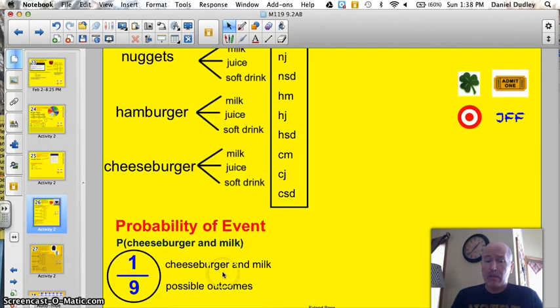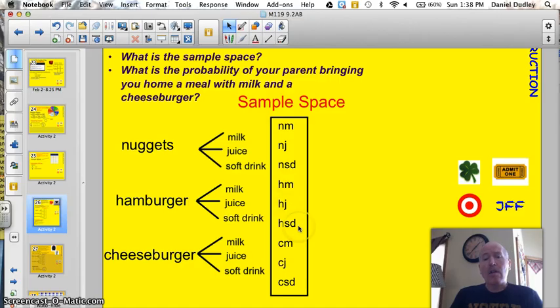So I had a probability of 9 events, but only one of them included a cheeseburger and milk. Here's my cheeseburger and milk. So the probability of that event is 1 out of 9. I use my sample space to figure out how many different possible combinations I had and determine the probability. You with me? You ready to try one on your own?